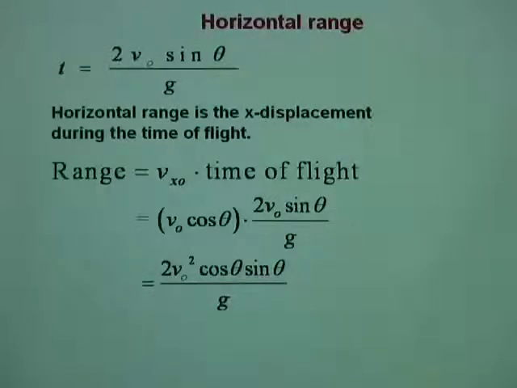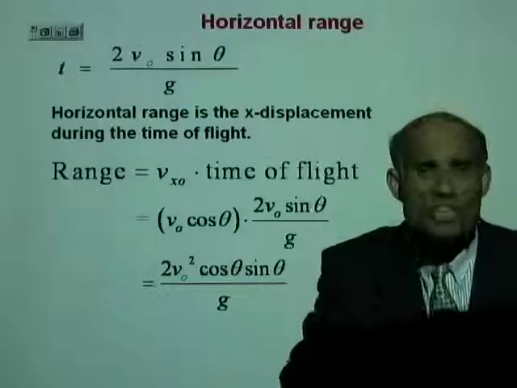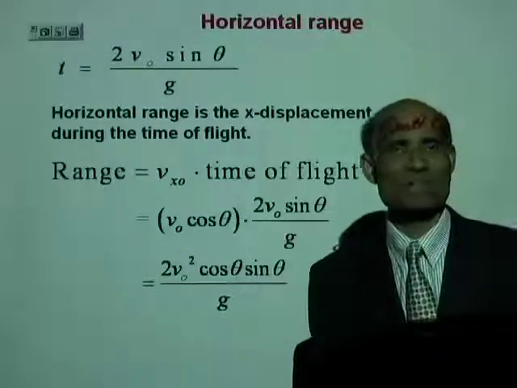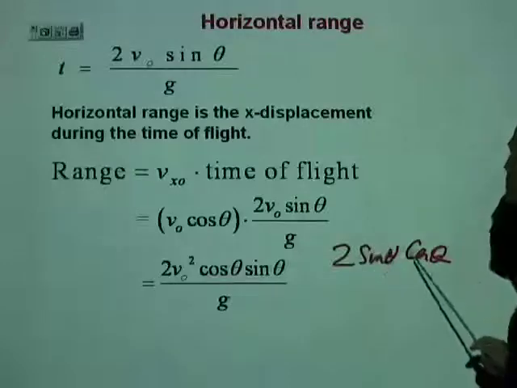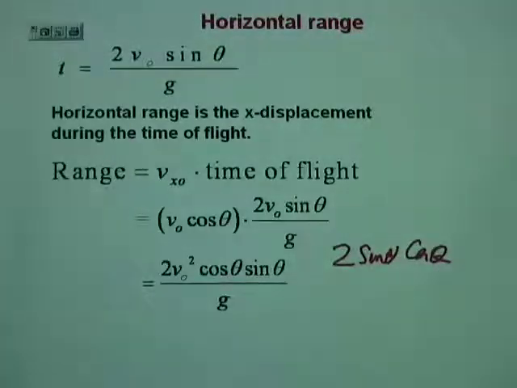I don't think many of you will recall. What does 2 sine theta cos theta represent? Can you remember an identity that you probably learned in trigonometry? You have most certainly learned that in trigonometry. What is 2 sine theta cos theta equal to? Well, 2 sine theta cos theta is equal to sine of 2 theta.